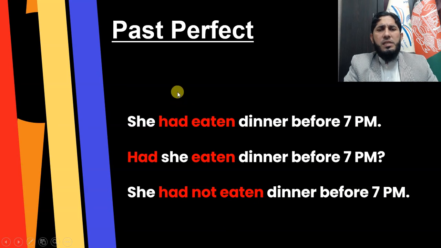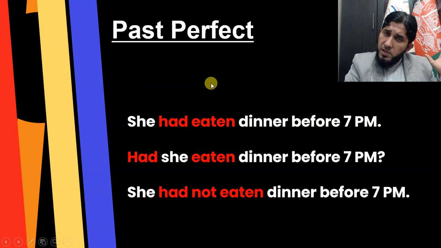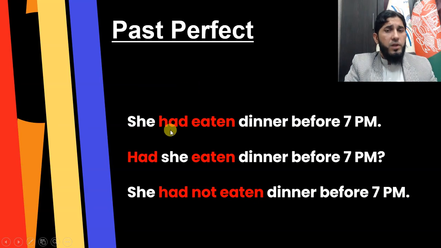Past perfect tense is mainly used to talk about a completed action before a specific time or another action in the past. Look at the example. She had eaten dinner before 7 p.m. Keep in mind that when it comes to the structure, we use auxiliary had with all subjects. I had, you had, they had, we had, she had, he had. Okay, and then main verb in third form.